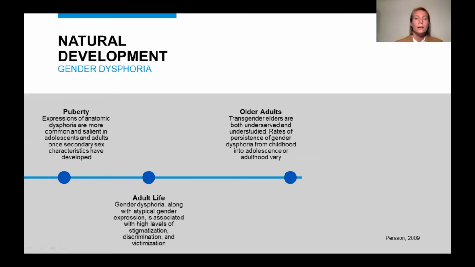Next, in adult life, people with gender dysphoria, along with those with an atypical gender expression in general, might experience high levels of stigmatization, discrimination, and victimization. So this is why it's really important to focus on the way that society treats and hopefully, over time, continues to welcome people who have diverse and different gender expressions and experiences.